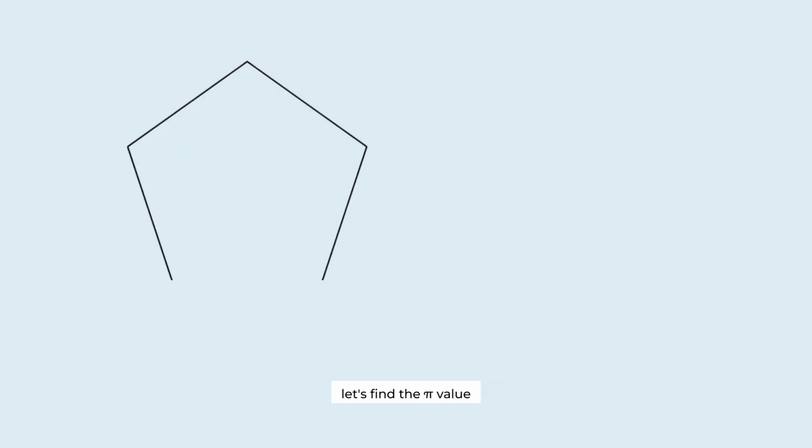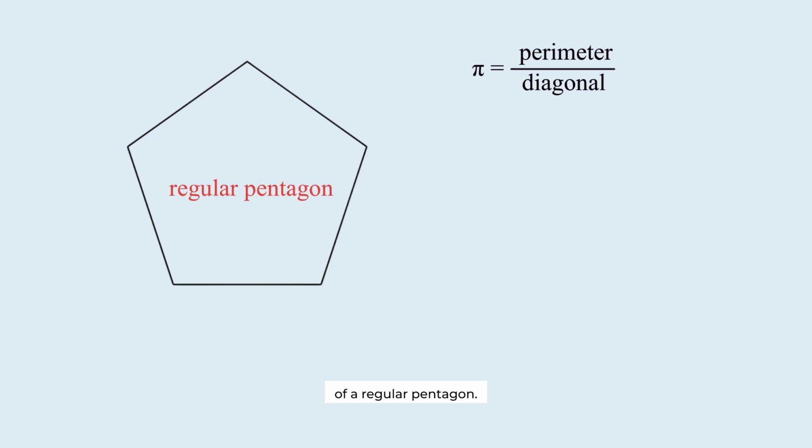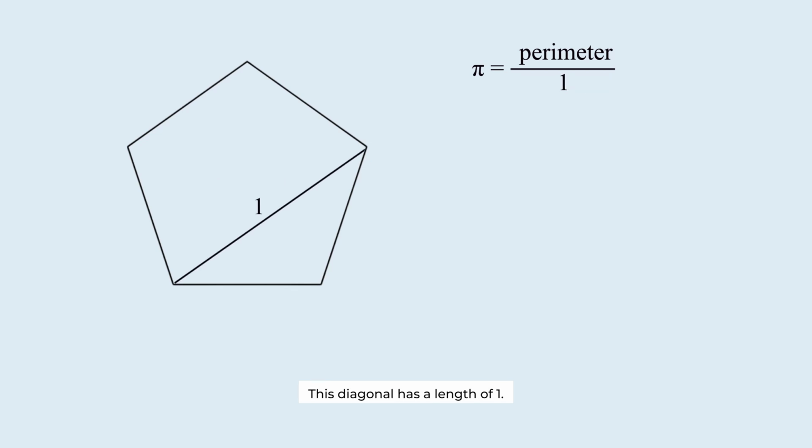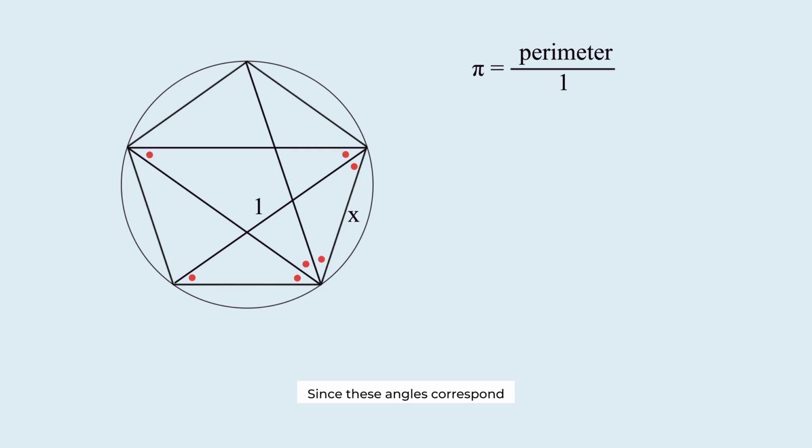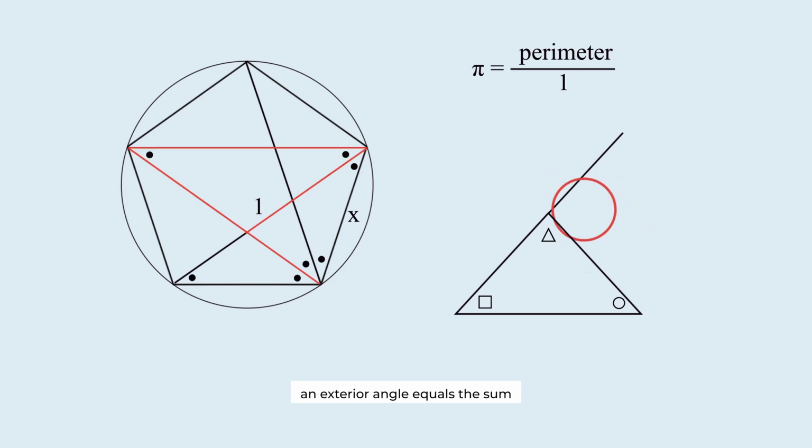Finally, let's find the pi value of a regular pentagon. This diagonal has a length of 1. We need to find the side length. The regular pentagon is inscribed in a circle, and these arcs are all equal. Since these angles correspond to the equal arcs, they are also equal. Meanwhile, this angle is an exterior angle of this triangle. In a triangle, an exterior angle equals the sum of the two non-adjacent interior angles.